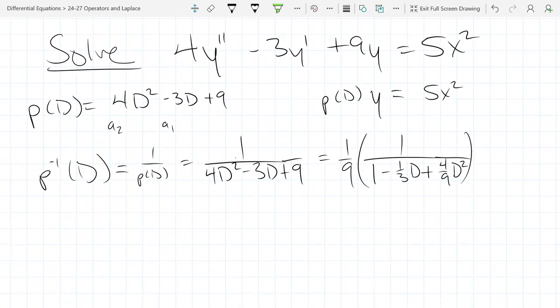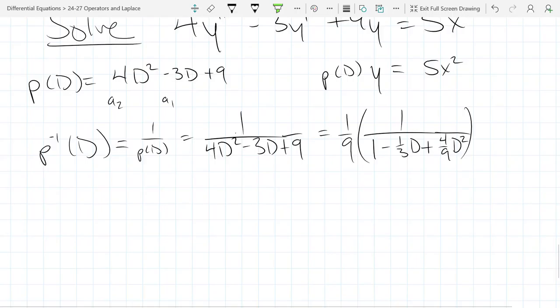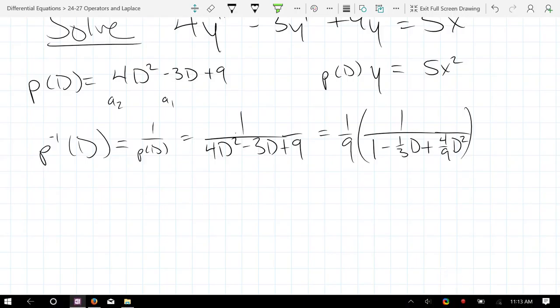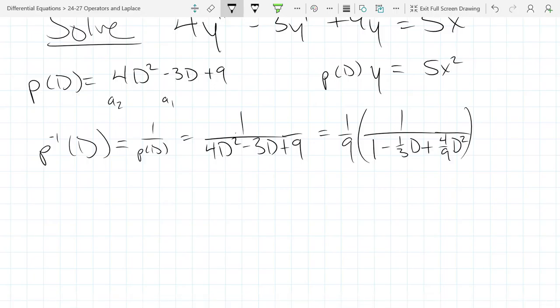So the book also reordered it and put the smallest degree term in the front. And so you factor out that 9 right there. That negative 3 turns into a negative 1/3, and then that 4 turns into 4 9ths. So I factor the 9 out by unmultiplying, or dividing by 9. So what we're going to do from here is Taylor series expansion.